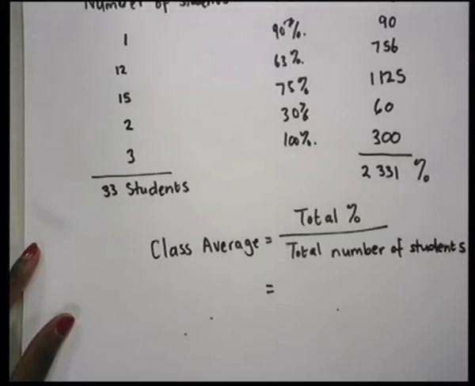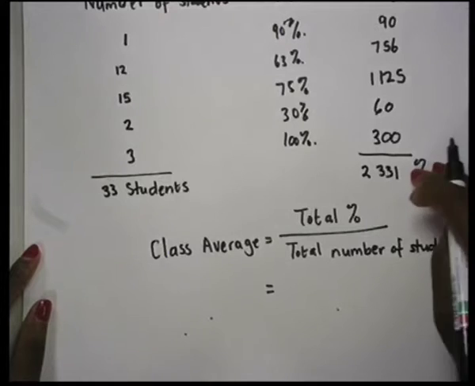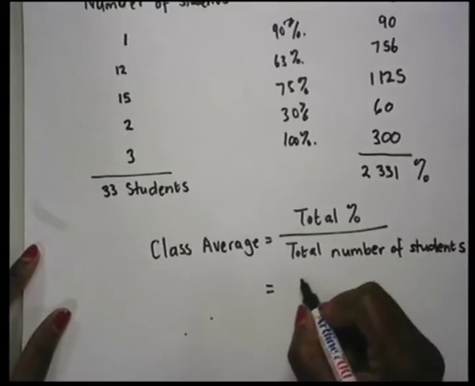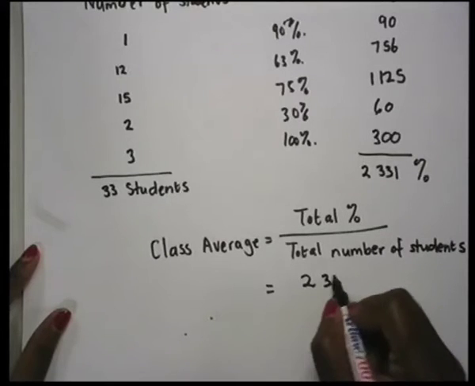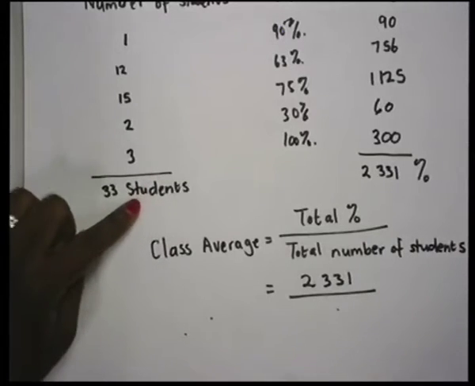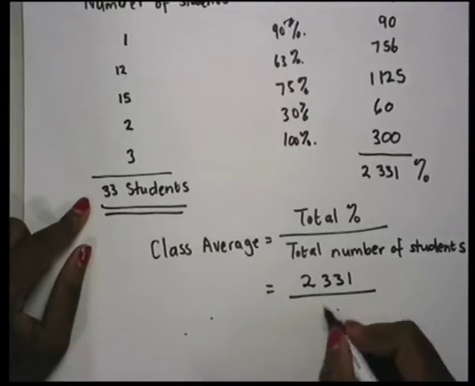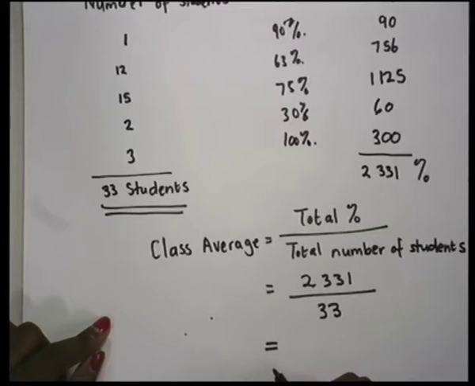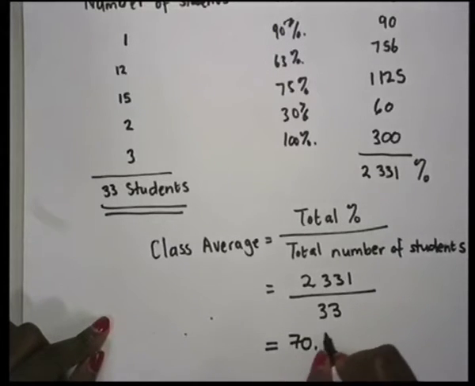Now we already know what our total percentage is. We've calculated it. Total percentage is 2,331, which we have there. So we're going to say 2,331 divided by the total number of students, which we have computed here, which is 33 students, divided by 33. Therefore, our class average in terms of percentage is 70.64%.